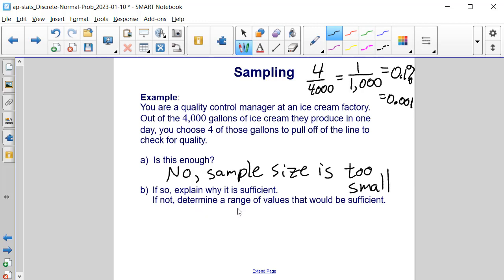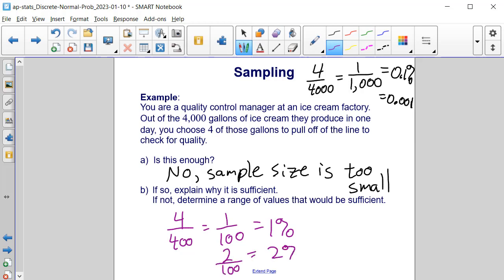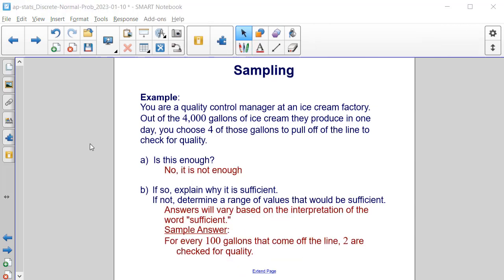And also, if not, determine a range of values that would be sufficient. Well, this could vary. We could make it, instead of being 4 out of every 4,000, be 4 out of every 400, or 1 out of every 100. That would be 1%. And if you wanted it to be more accurate, you could say 2 out of every 100. Or 2% that come off the line get inspected.